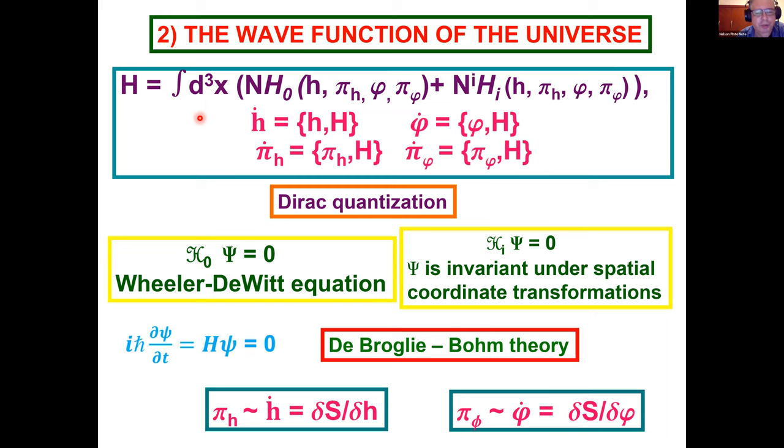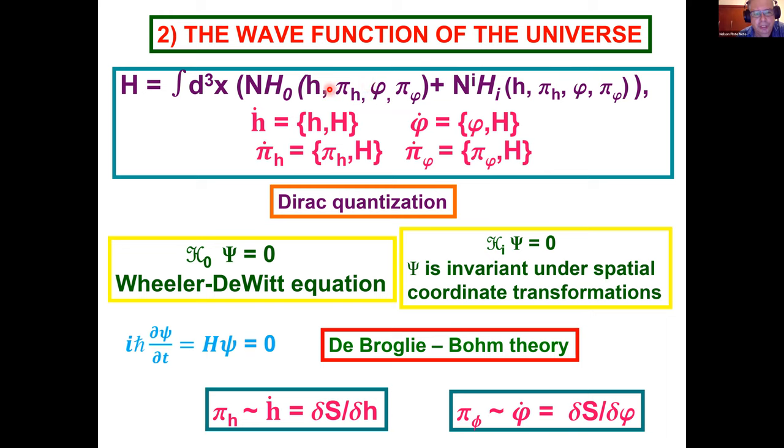The Hamiltonian of gravity and all the other fields in the universe is necessarily a combination of two constraints, this H0 here and this HI here, where I goes from 1 to 3, and this N and N^I here are Lagrange multipliers. H here represents the geometry of space, and pi H represents the momentum canonically conjugate to the geometry of space. Phi represents all matter fields, it's just a schematic way, and pi phi represents all the momenta related to the matter fields. Note that this can be very complicated, but anyway, it's not important for us.